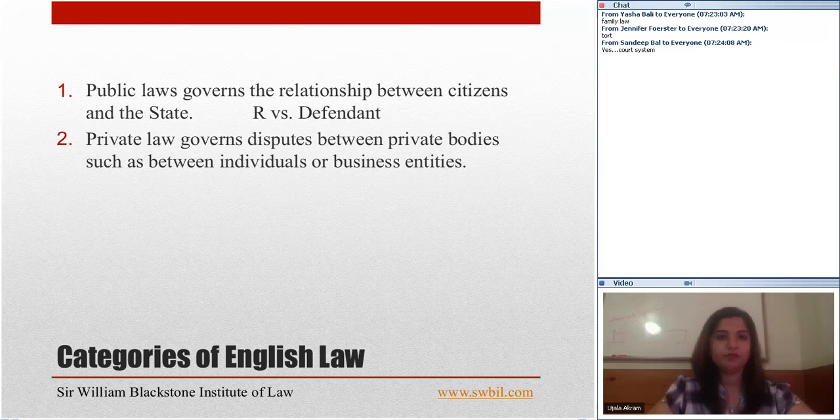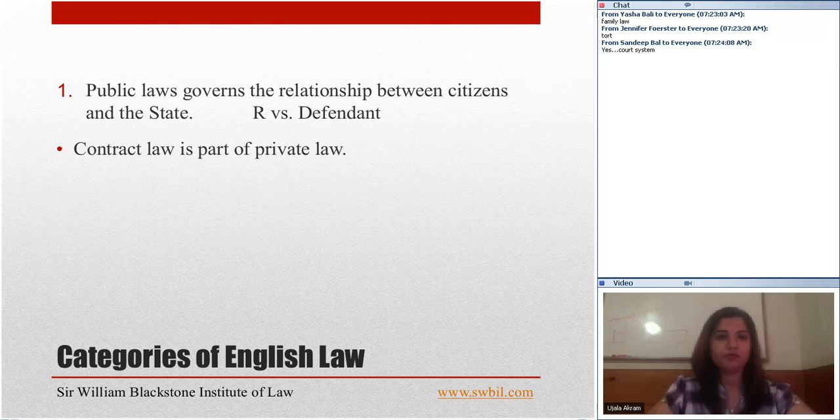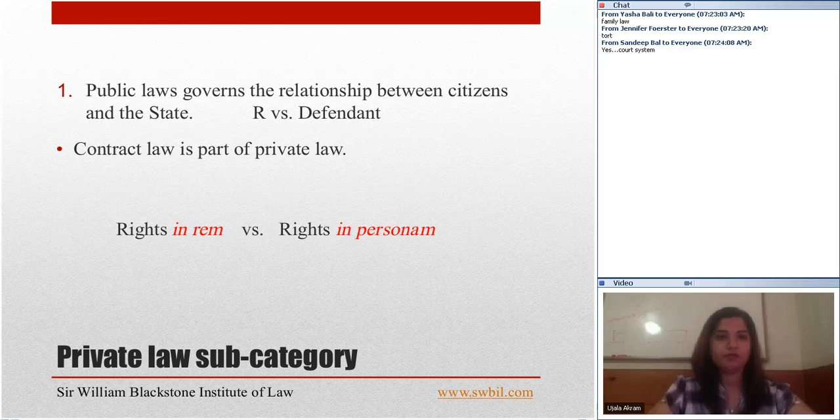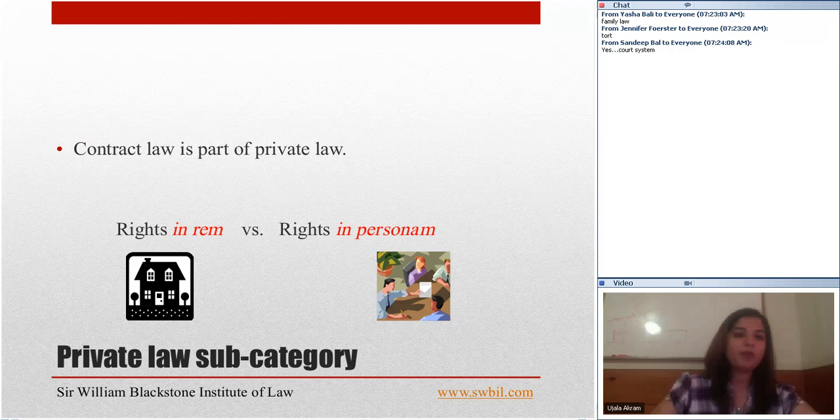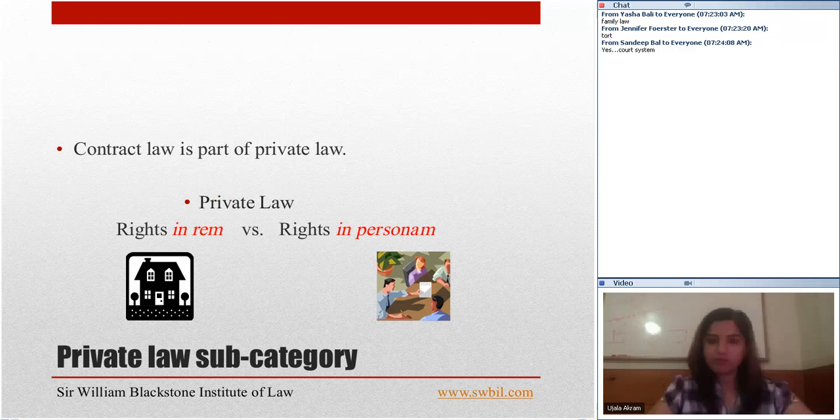Okay, so we have decided that contract law is a part of private law. Now let's look at the categories of private law. There are two categories of private law: rights in rem versus rights in personam. What is the meaning of rem and personam? So private law distinguishes between property rights and obligations.